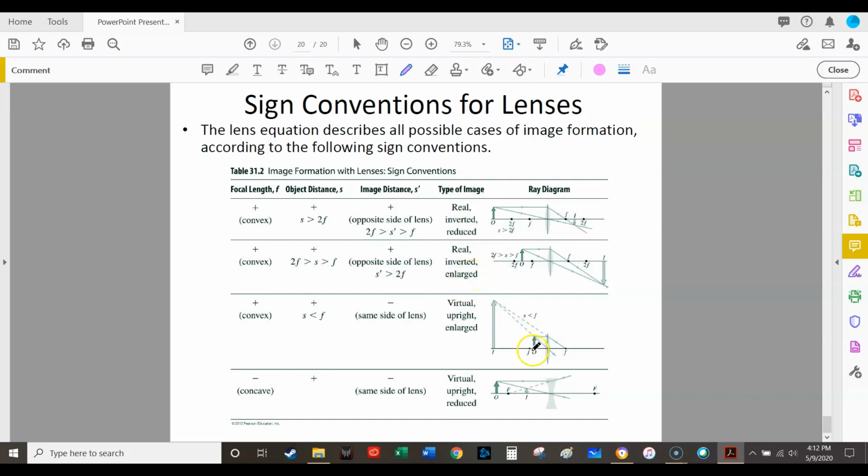However, when the object is inside the focal point of a double convex lens or a converging lens, you will get a virtual image that is upright and much more enlarged than the object size. Finally, with a double concave lens or a diverging lens, no matter where you place the object, the image formed will always be virtual, upright, and reduced. Okay? I hope you enjoyed this.